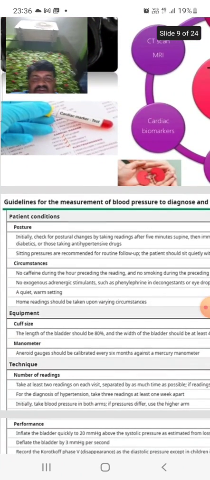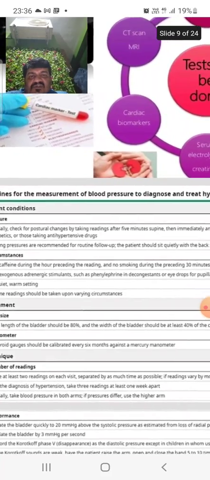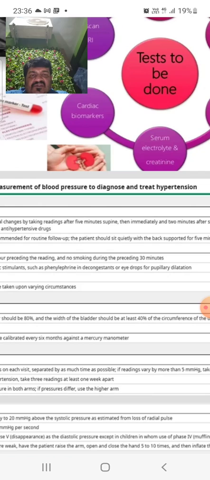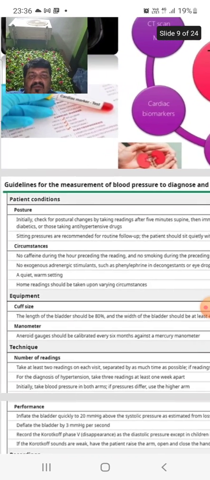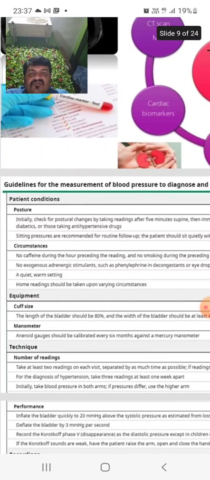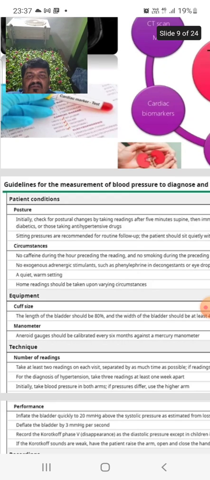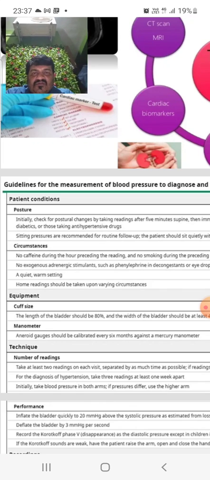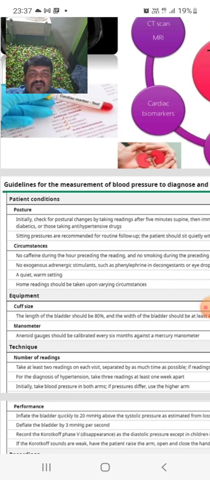No exogenous adrenergic stimulants जैसे कि phenylephrine, जैसे कि in case of decongestants, or eye drops for pupillary dilatation. A quiet warm setting is important, and home readings should be taken under varying circumstances. So हम लोगों ने यहाँ पर क्या देखा कि पोस्चर इज इम्पोर्टेंट एंड सर्कमस्टांसेस ऑफ द पेशेंट इज ऑल्सो इम्पोर्टेंट.